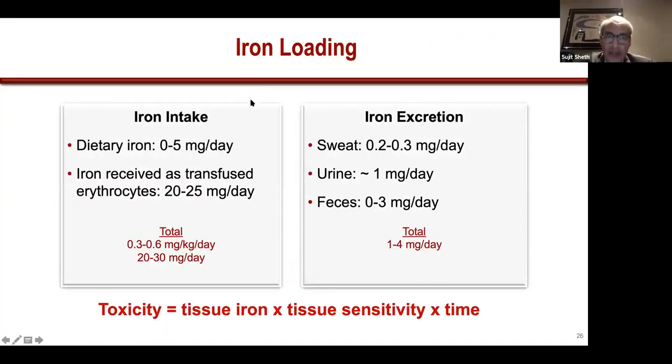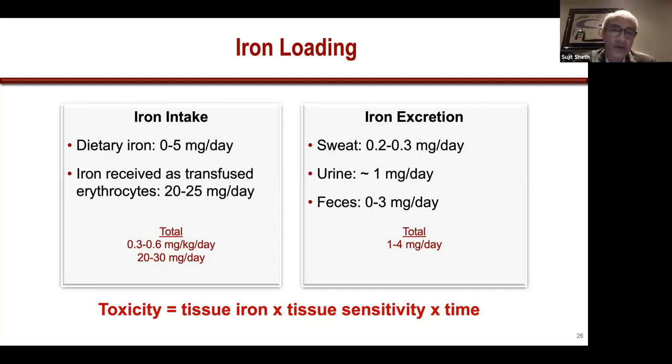So when we think about iron loading, the normal amount of iron that you absorb if you don't have thalassemia is about 1 to 2 milligrams per day. And you excrete about 1 to 2 milligrams per day because you don't really need to have that excess amount of iron because it's being recycled. In thalassemia individuals, you have more iron absorption from the gut because of the ineffective erythropoiesis, and then it's also received as transfusions, which overall will add up to about 25 to 30 milligrams of iron per day.